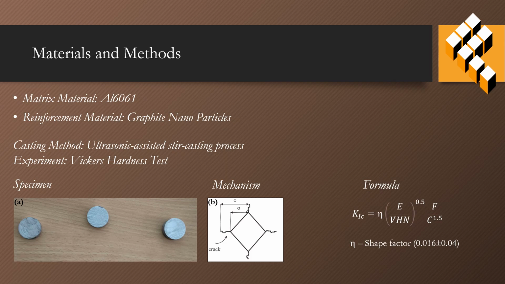Materials used in the study: the matrix material is aluminium 6061. The reinforcement material is graphite nanoparticles. The casting method used is the ultrasonic assisted stir casting process. The experiment used is the Vickers hardness test. The specimens, the mechanism and the formula are given in the slide.